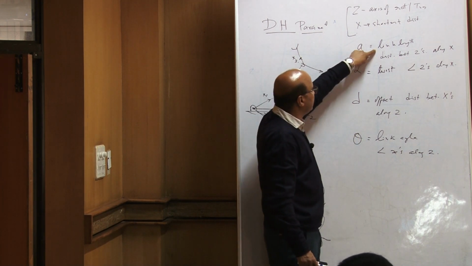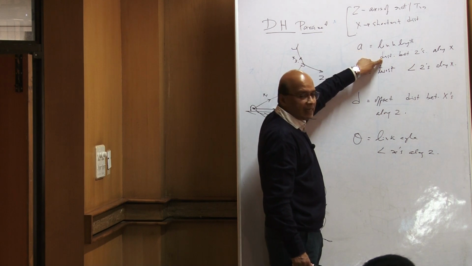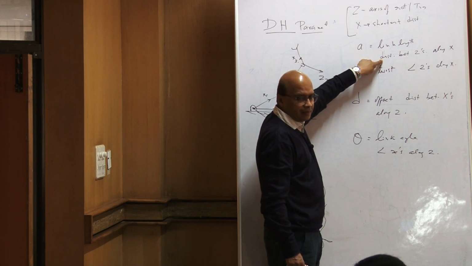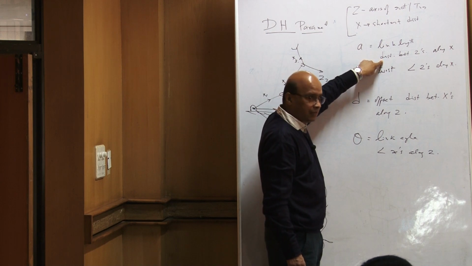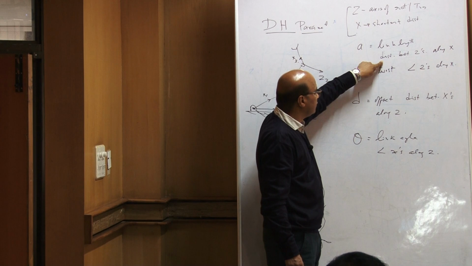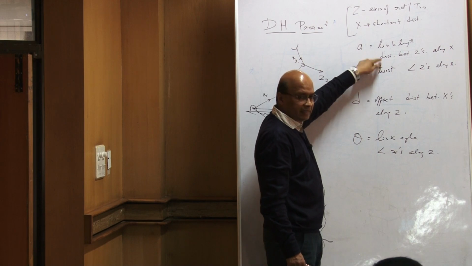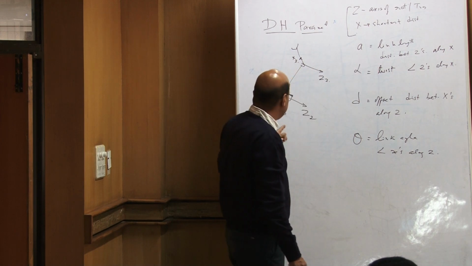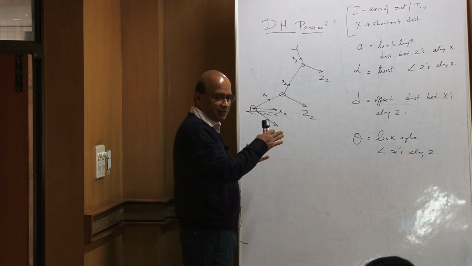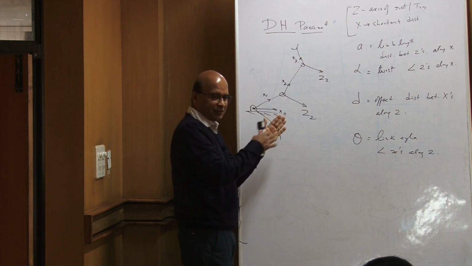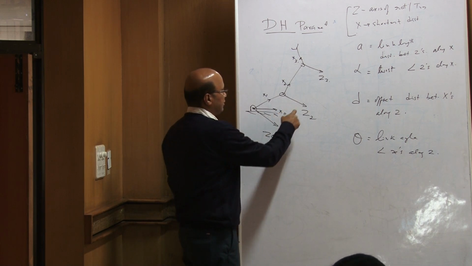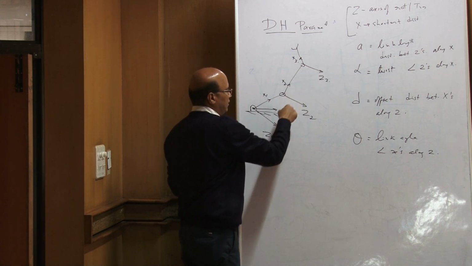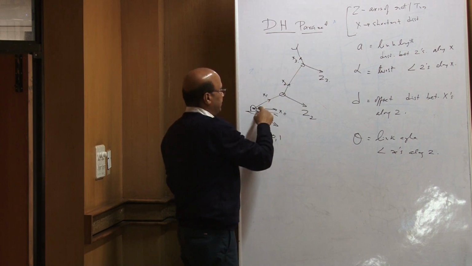A is the link length between the z axes, z i minus 1 and z i. In that case, they were not parallel. So first you have to make them parallel, then you can find the distance. But in this case, if you see, z0, z1, z2, z3 are all parallel. So the distance A will be just this length and this length.